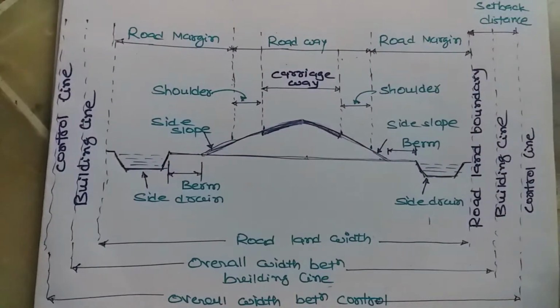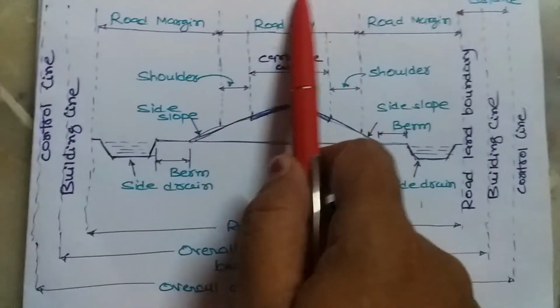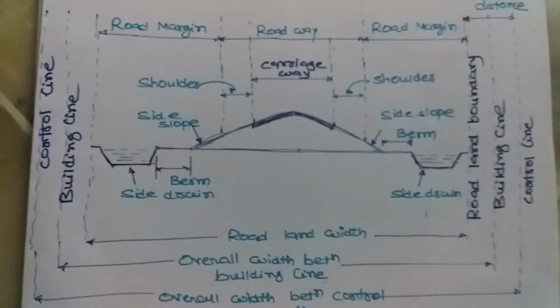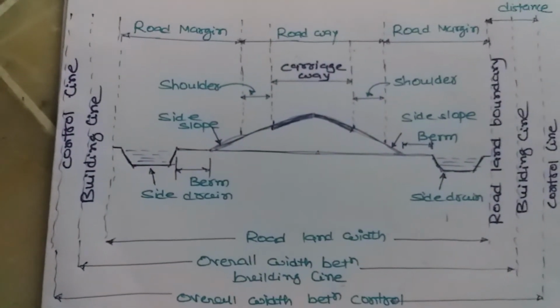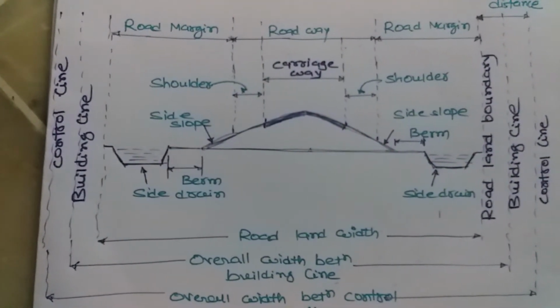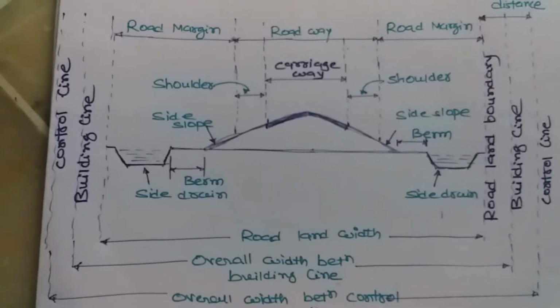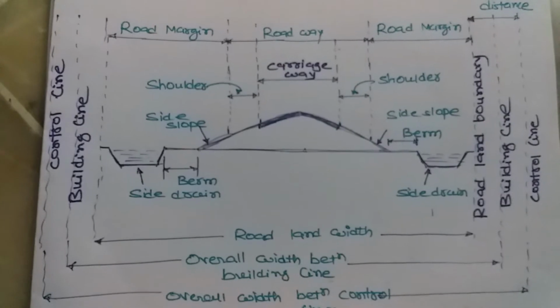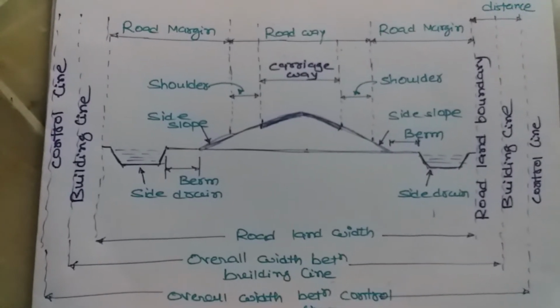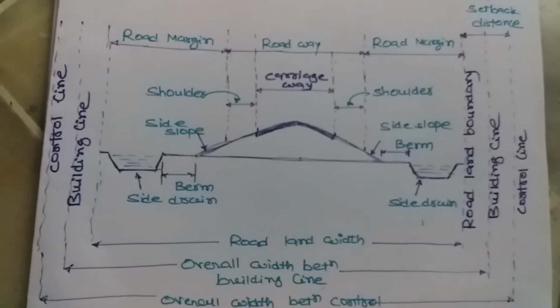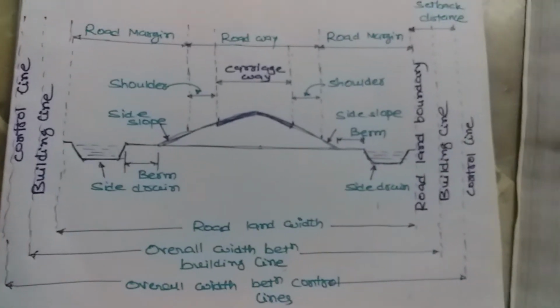Now what is the roadway width? Okay, this central portion is the roadway width. What is the roadway width? The top width of a highway embankment or bottom width of the highway cutting, excluding the side drains, is called roadway width or formation width, in which we do not have to include what?